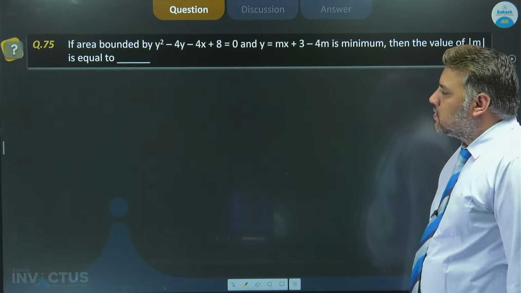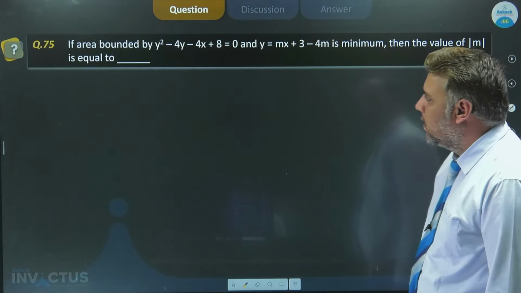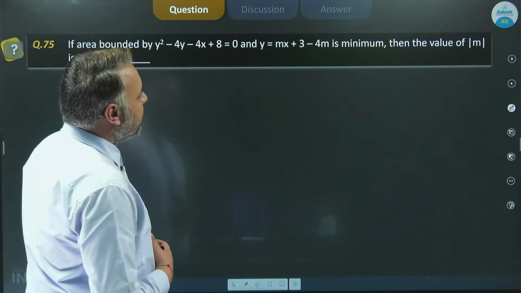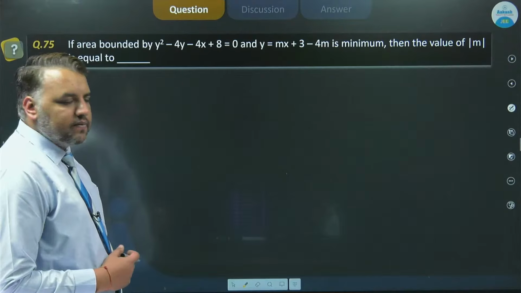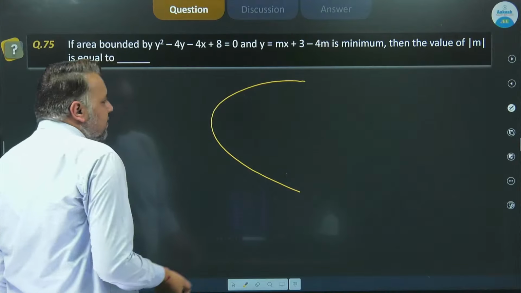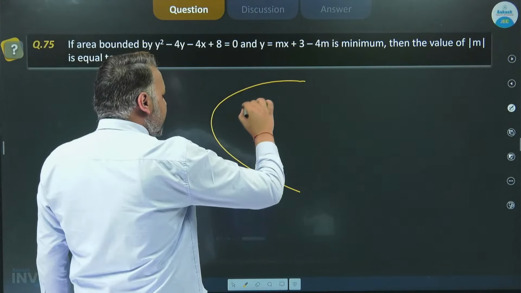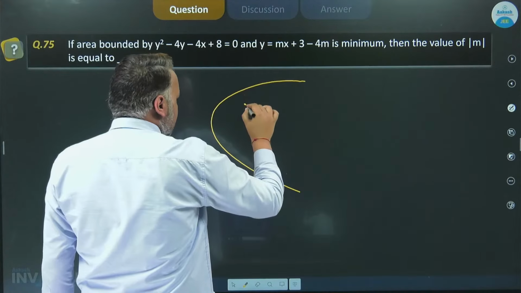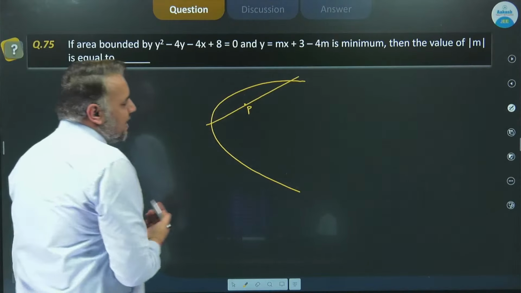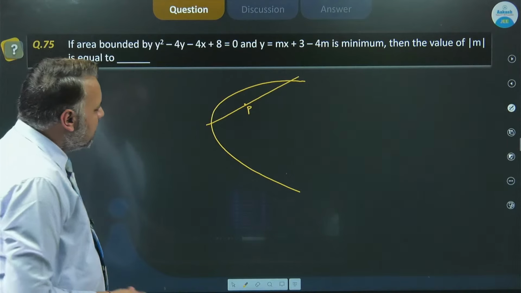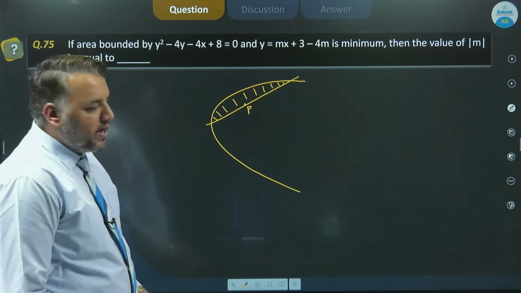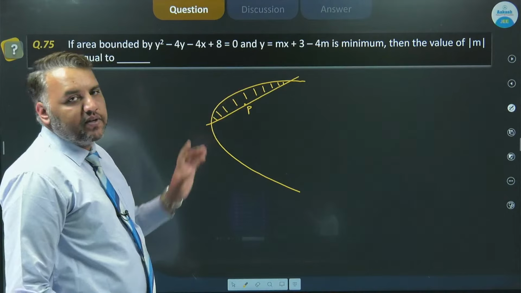So the last question of this particular exam, the mains paper. We have to find, if the area bounded by this parabola and this straight line is minimum, then we have to comment on the slope of this line. So we need to know just one concept: for a 2-degree curve like a parabola, ellipse, hyperbola or circle, if a point P lies inside this curve and a variable chord passing through this inside point makes minimum area with this 2-degree curve, then for this chord, P must be the midpoint.